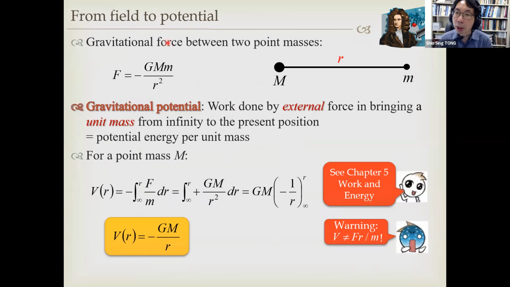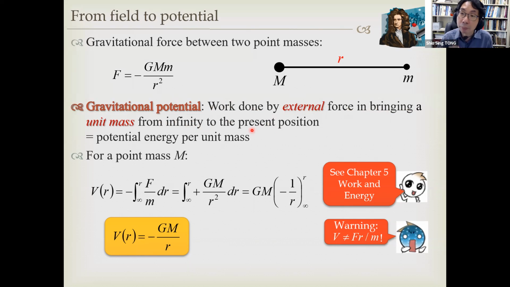Now we come to the concept of gravitational potential. I think you have already learned this concept, because you already learned potential energy of gravitational force when we discussed work and energy in chapter 5, right? Essentially, gravitational potential is just gravitational potential energy. It's the same thing. The gravitational potential is the work done by an external force in bringing a mass from infinity to the present position.